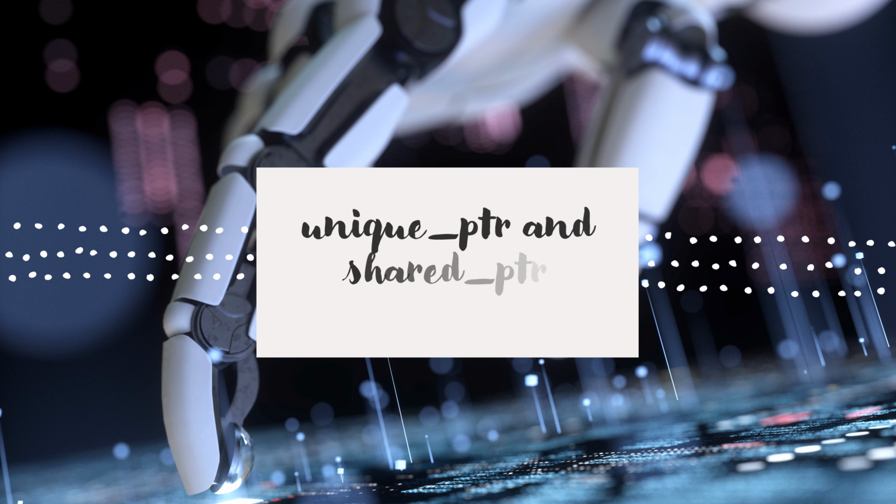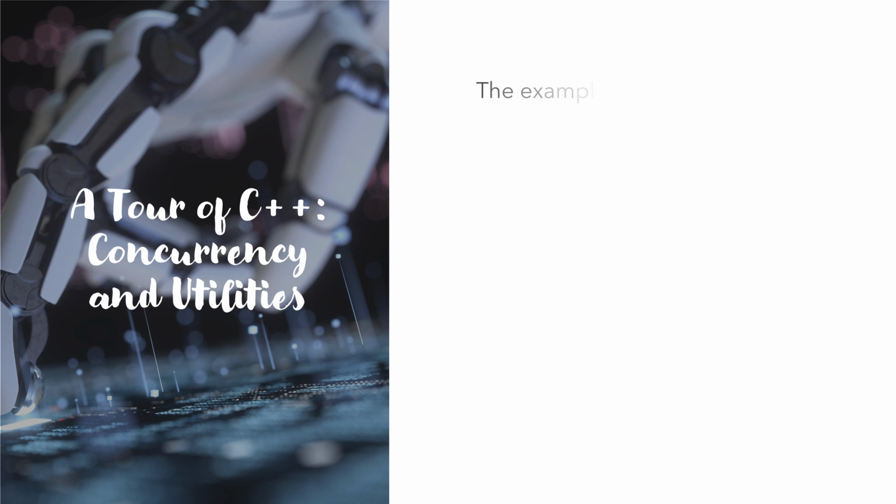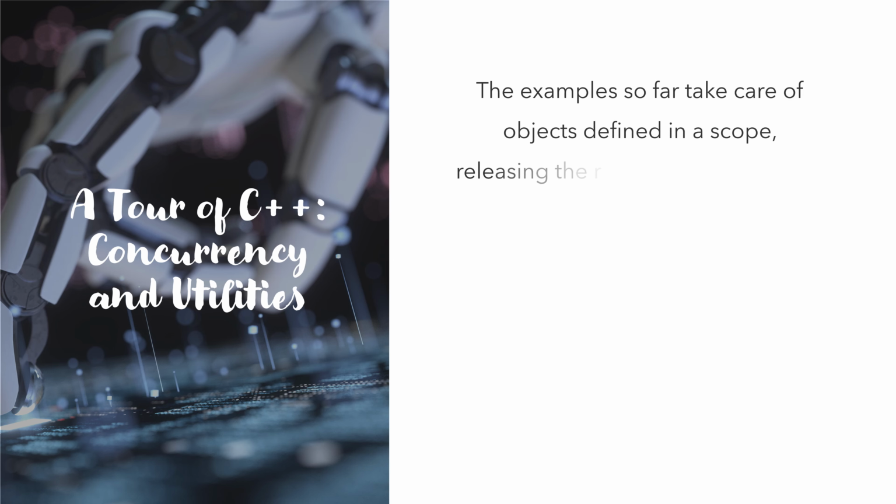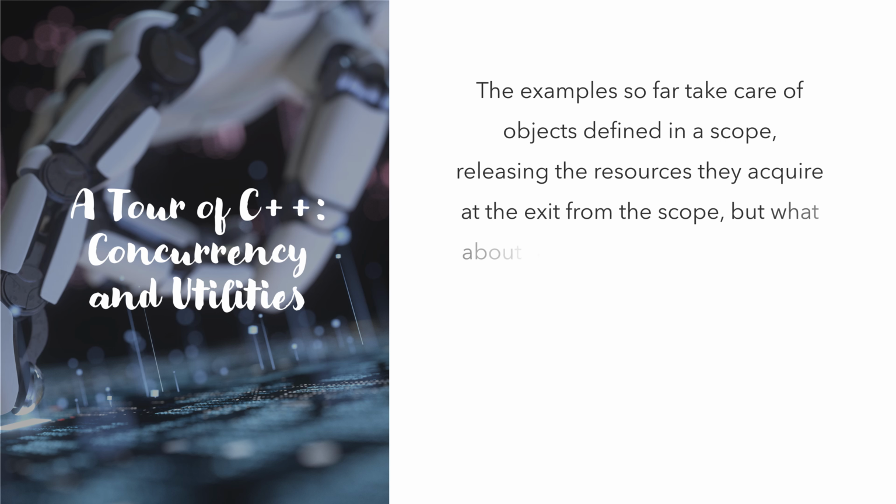Unique pointer and shared pointer. A Tour of C++, Concurrency and Utilities. The examples so far take care of objects defined in a scope, releasing the resources they acquire at the exit from the scope. But what about objects allocated on the free store?